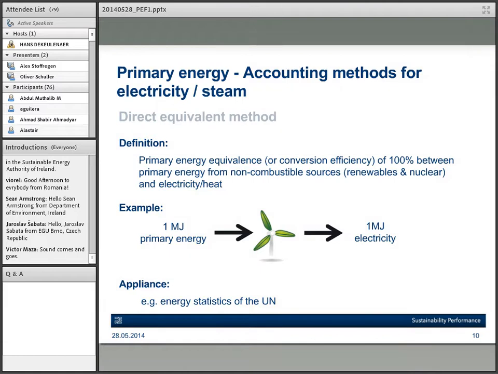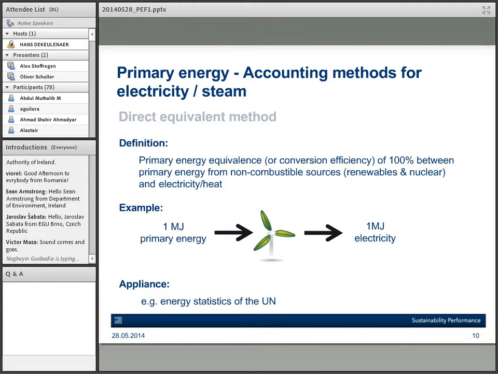As an example, I have the wind generator here. If I produce 1 megajoule of electricity from a wind generator, the direct equivalent method says that I have consumed 1 megajoule of primary energy, and it is the same for all other non-combustible sources like solar power, hydropower, and also for nuclear and geothermal. For biomass, as I said, it's different because it's a combustible fuel, so it's handled like coal or natural gas in the primary energy accounting, so they look at the calorific value. So this is the first one, the direct equivalent method.